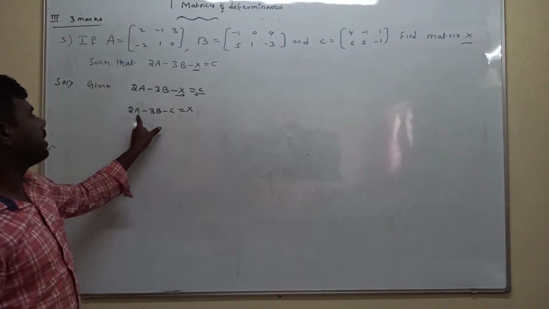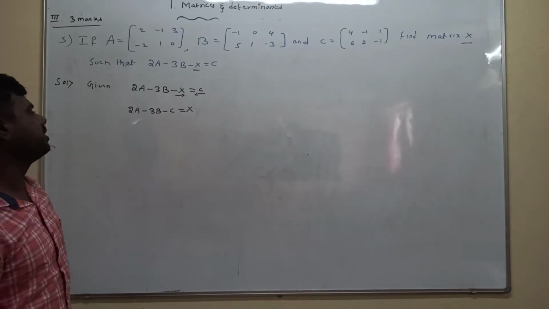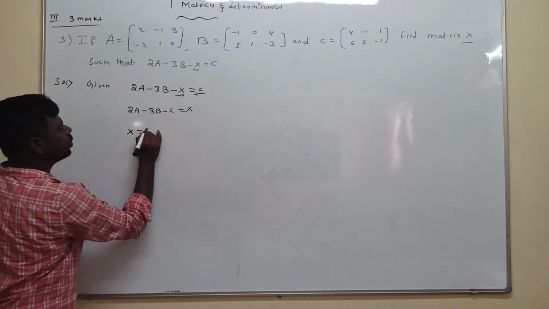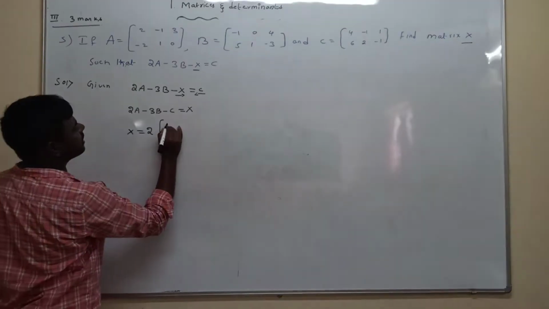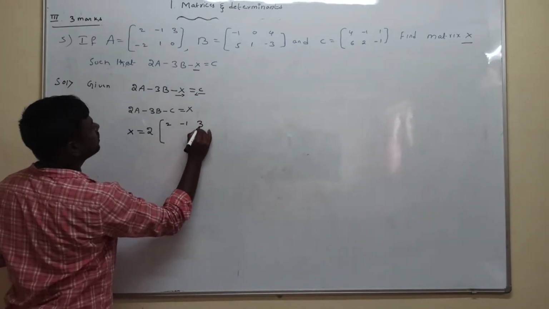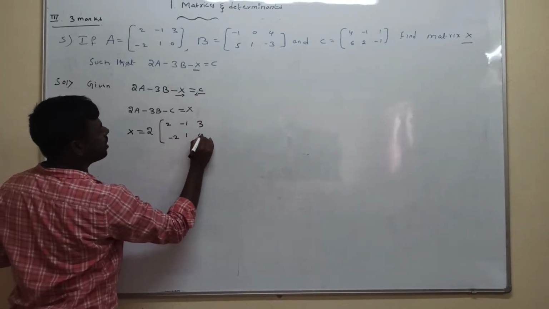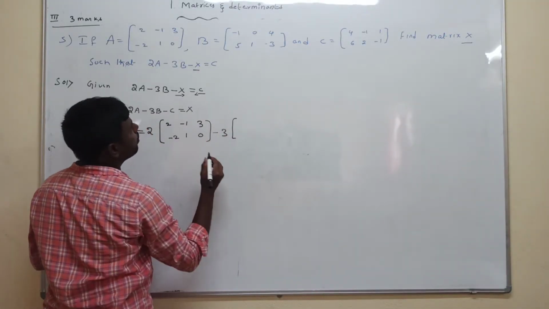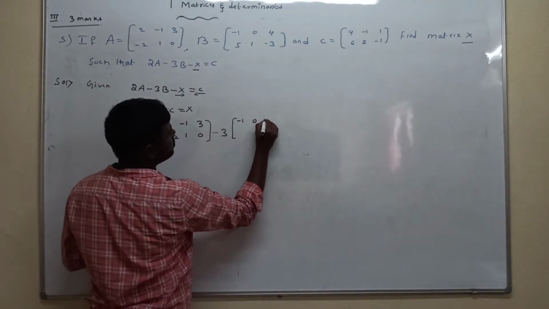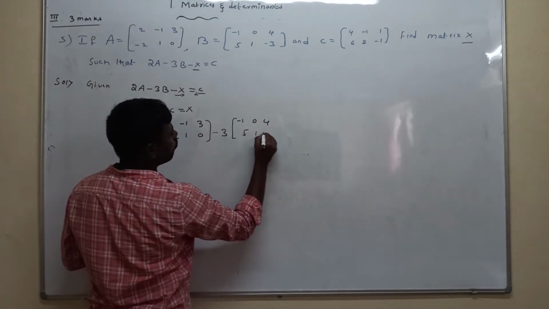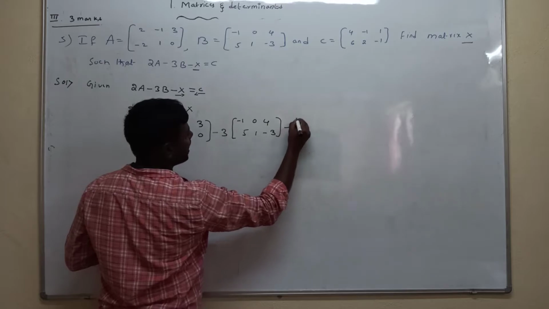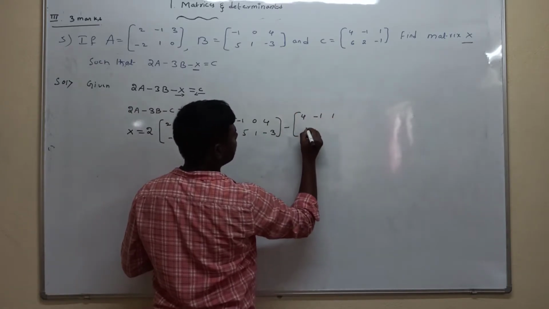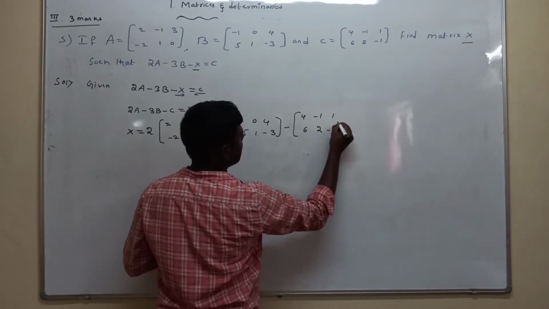Now substituting the A matrix, B matrix and C matrix. So X is equal to 2 into the A matrix, which is 2 minus 1 3 minus 2 1 0, after that minus 3 into the B matrix, which is minus 1 0 4 5 1 minus 3, minus the C matrix, which is 4 minus 1 1 6 2 minus 1.